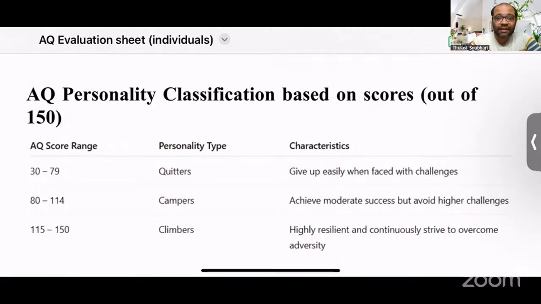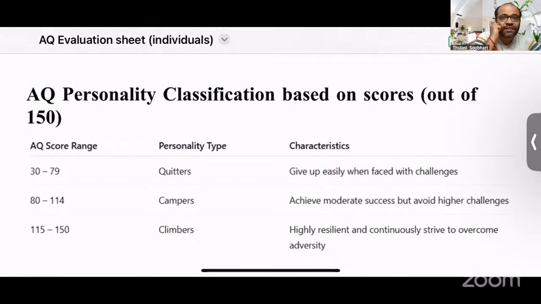The second category is camper. Imagine you're climbing the mountain. If you're a quitter, imagine that you have 20 people in a bus, and all 20 will be there at the start of the journey. But after a few feet, you can find these 20 people will shrink to 15. Five of them will quit.